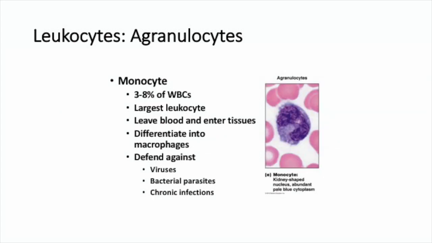Now, monocytes are also pretty easy to identify. They have that really big kind of kidney-shaped nucleus. But the way that this is different than our granulocytes is you can see that that nucleus is really connected. While it's curved, it's not two separate lobes. When you see them side by side, it's pretty easy to tell the difference.